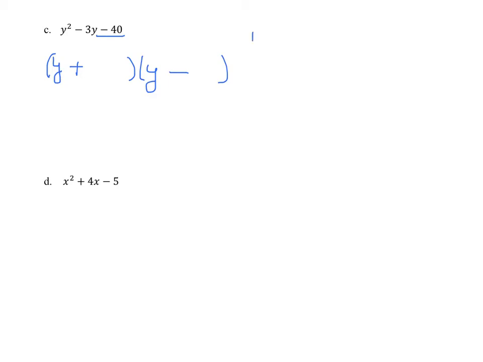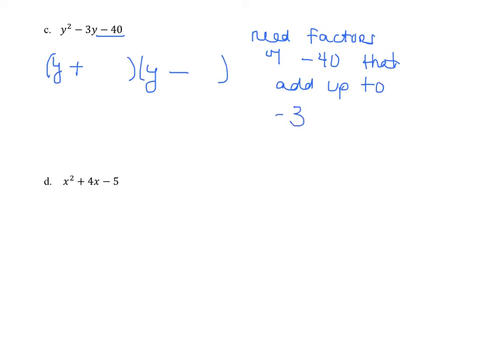And what I do need is the factors of negative 40 that add up to negative 3. So if I think about it, well, how about 8 and 5? Let's do a negative 8 plus a regular 5. Well, that gives me negative 3, so I'm psyched. So I know that the negative guy has to be an 8, and the positive guy has to be a 5, and I'm good.